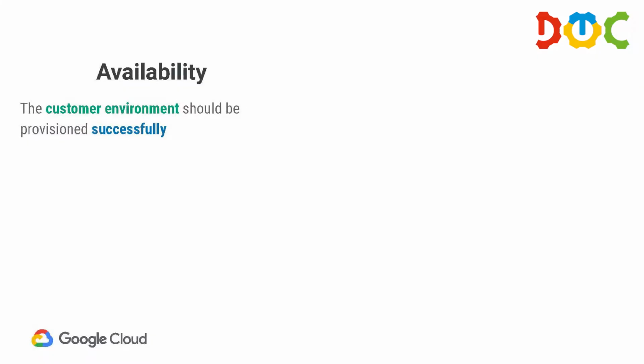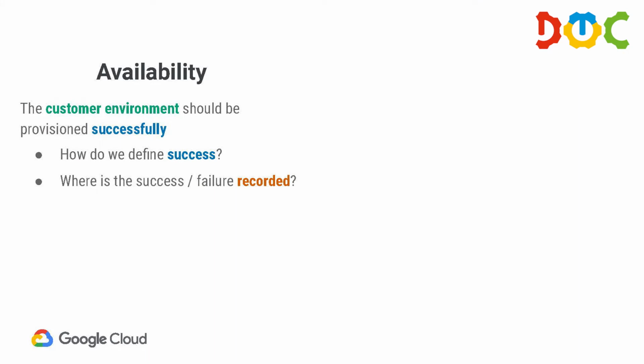The customer environment should be provisioned successfully. All right, we can all agree to that. The environment should be available. It should be provisioned successfully. But also, we're engineers. How do you measure that? We have to get a little bit deeper. So maybe at this point in our discussion, we can excuse the product owners and the executives while we, the technical practitioners, dig into the details. What does it mean to be successful? And where is that success or failure recorded?